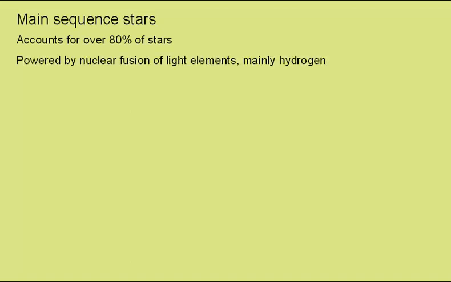Now to summarise some of the facts about these four types of star. The main sequence stars. Well, this is over 80% of the stars we see in the sky, and they gain their energy from nuclear fusion of light elements, mainly hydrogen. The Sun is a main sequence star and is gaining its power from fusing hydrogen into helium.